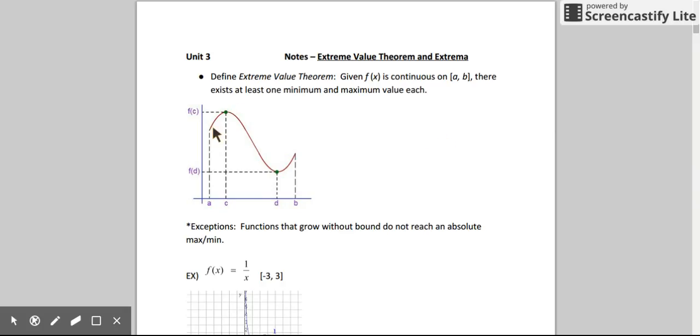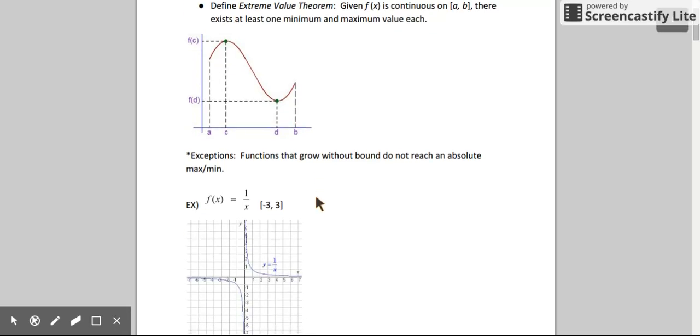So in this example, we can see that we have a continuous function between a and b, and there is a height here that is higher than everything else. That would be a maximum, and a low point here that's lower than everything else. That would be our minimum value. The extreme value theorem does not say that we have to have both. We could have more, but we have to have at least a maximum or a minimum.